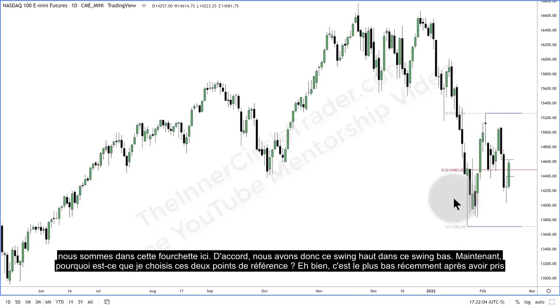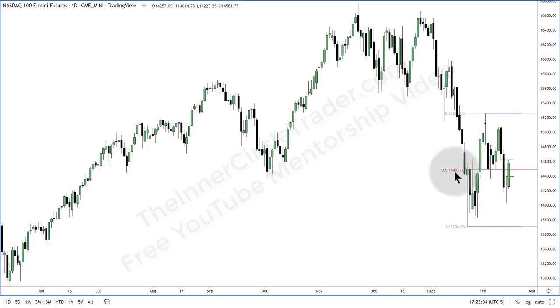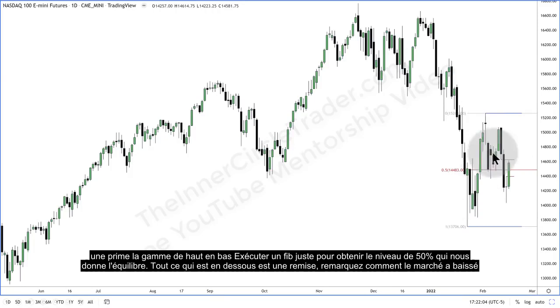Well, namely, this is the low most recently after taking out this short-term low. So we've dug into all the sell-side liquidity resting below that low. We retraced back up inside of this high to that low. So we went back up into a premium, the range high to low, running a fib just to get the 50% level. That gives us equilibrium. Anything below that is a discount.